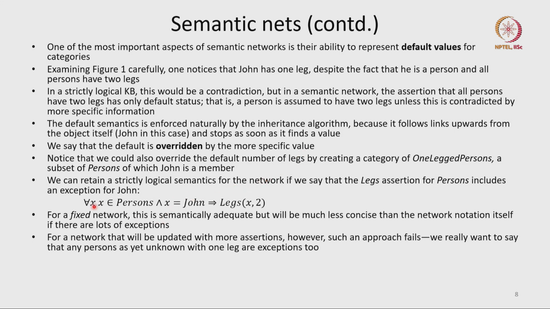It is equivalent to saying in predicate logic, if x belongs to person and x is John, then legs x equals 1, that type of thing. So, if you take a semantic network with a lot of exceptions in it, then you find that it becomes a little difficult to work with. But if you have a lot of default reasoning going on and now and then you have one exception here or there, then semantic networks do well.